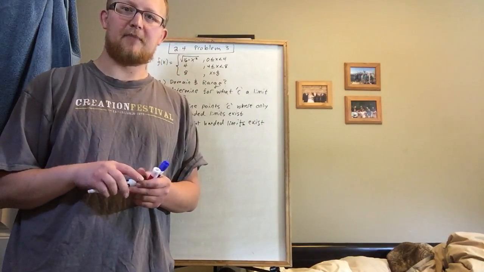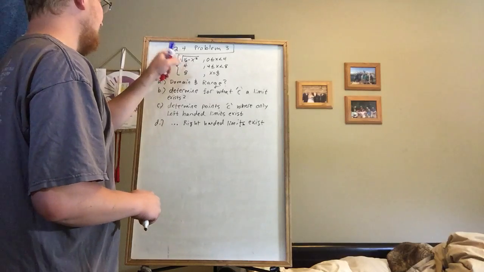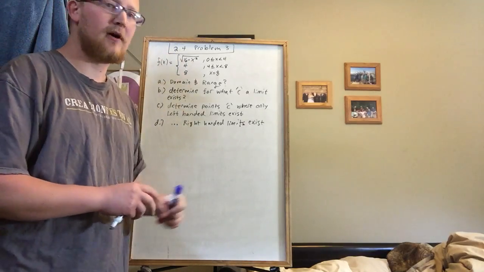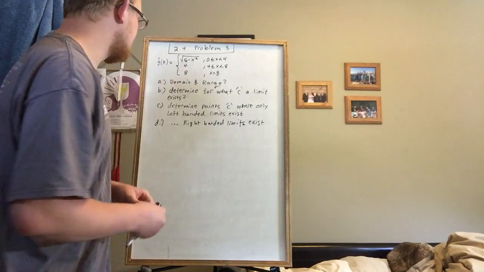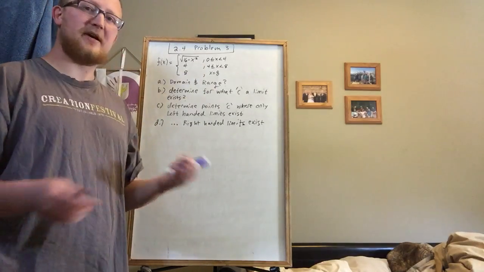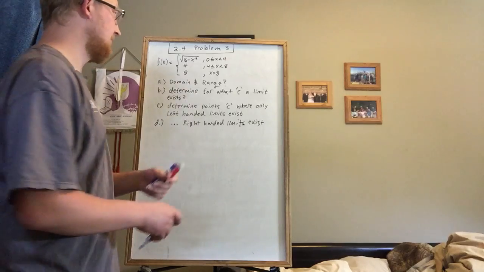Alright, we're back again with Math 170, making a video about the MyLab Math Assignment 2.4, and this is problem 3. And so this is the problem I got. Basically what it gives me is a piecewise function that's called f of x.